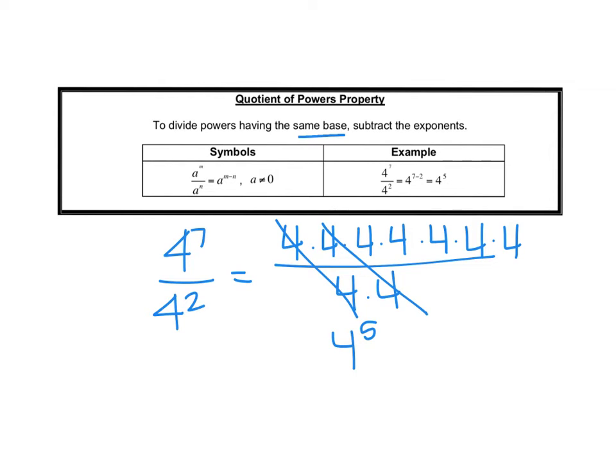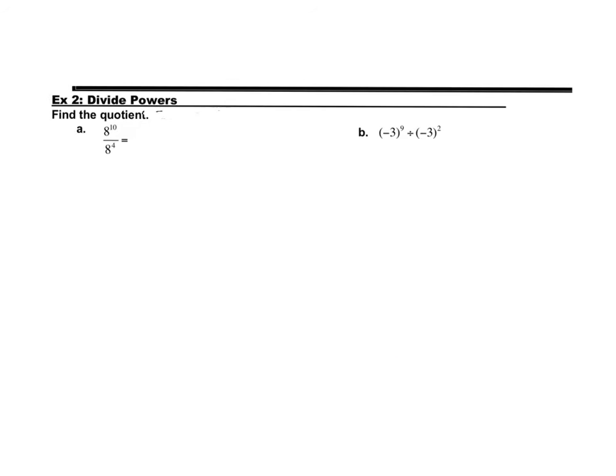5th, and I'm going to have 1024. All right, 1024. So also if we want to look at this, I could take my 7 minus my 2, and that's how I would get my 5. All right, so let's go ahead and find the quotient.